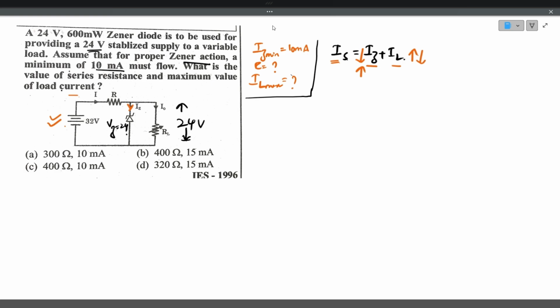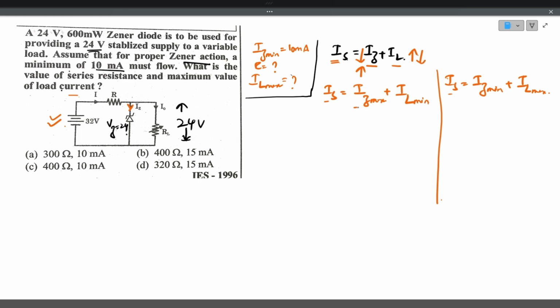So now we'll take two cases. In case 1, IS is equal to IZ max, so the Zener current is maximum plus the load current is minimum, IL minimum. Second case is IS is equal to IZ minimum plus the load current is maximum, IL max. So both will contribute to each other, keeping the IS constant here. That is the concept of Zener diode action.